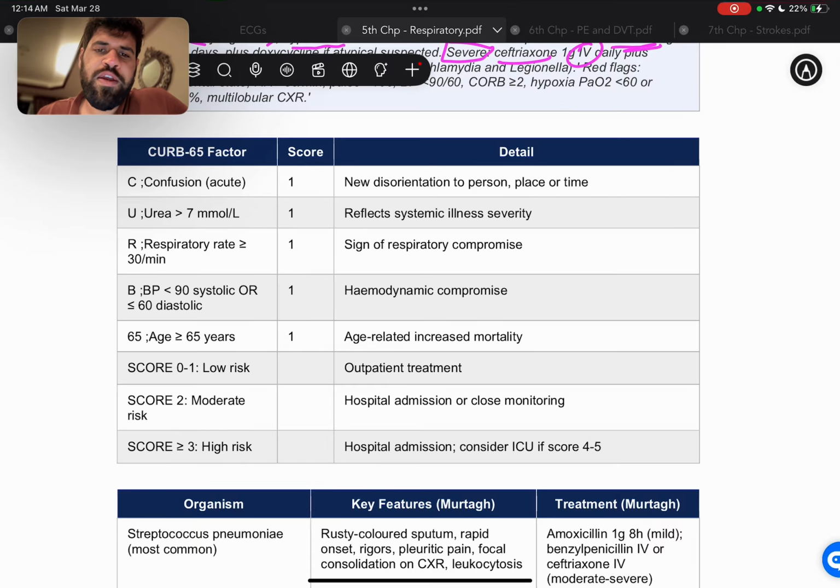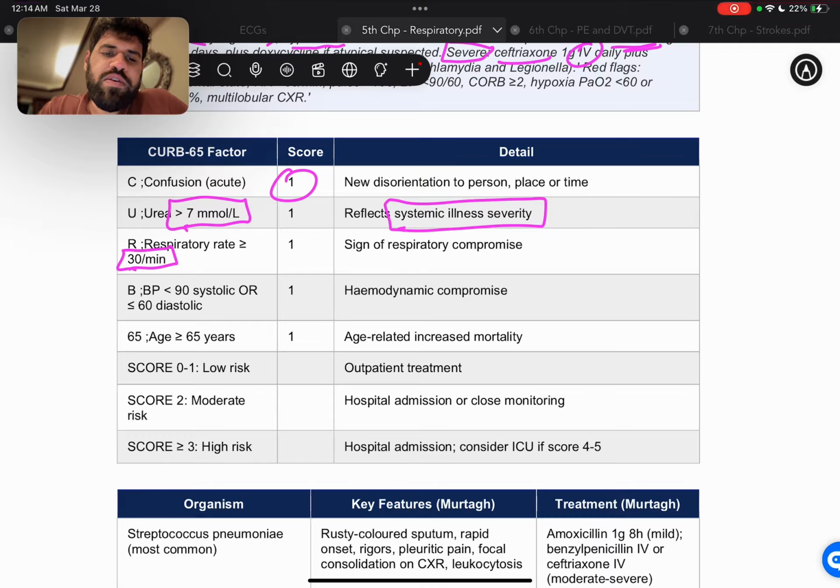So the first one is the classification, which is the CURB-65. What does the patient present with, right? So CURB, where the C stands for acute confusion, new disorientation to person, place or time. Then urea more than 7 millimole per liter, the score is 1 and reflects systemic illness severity. All right, respiratory rate more than 30 per minute.